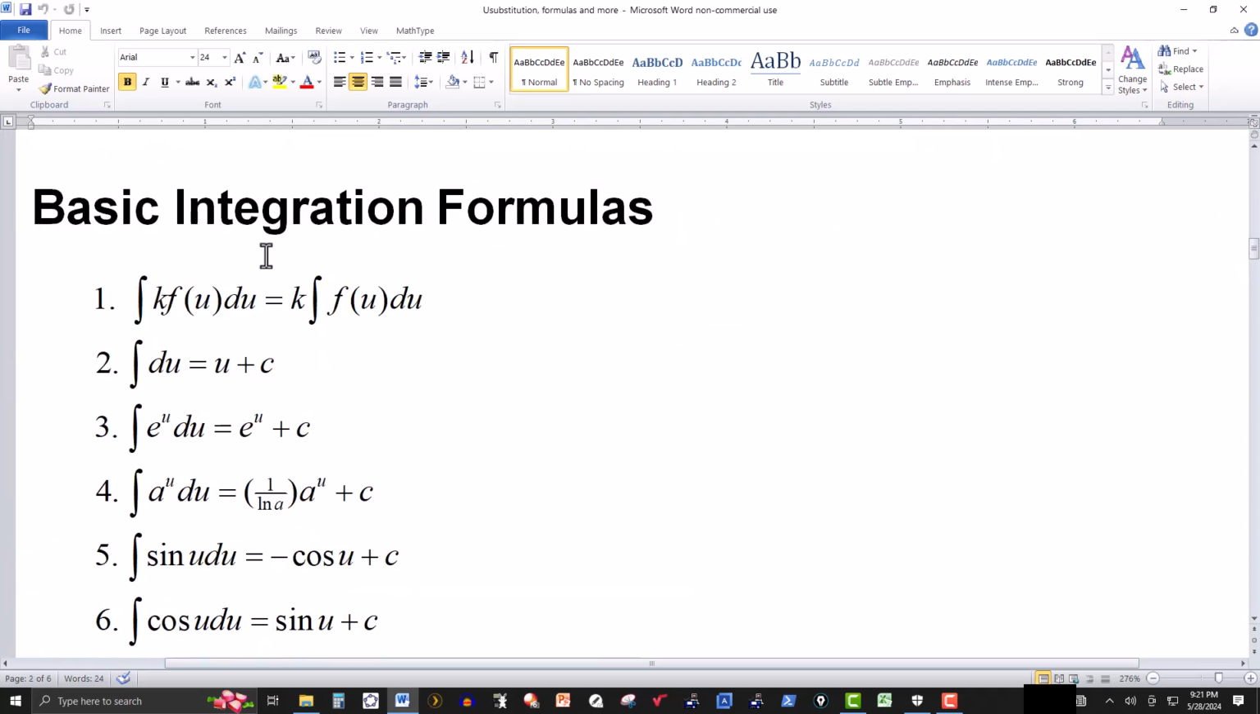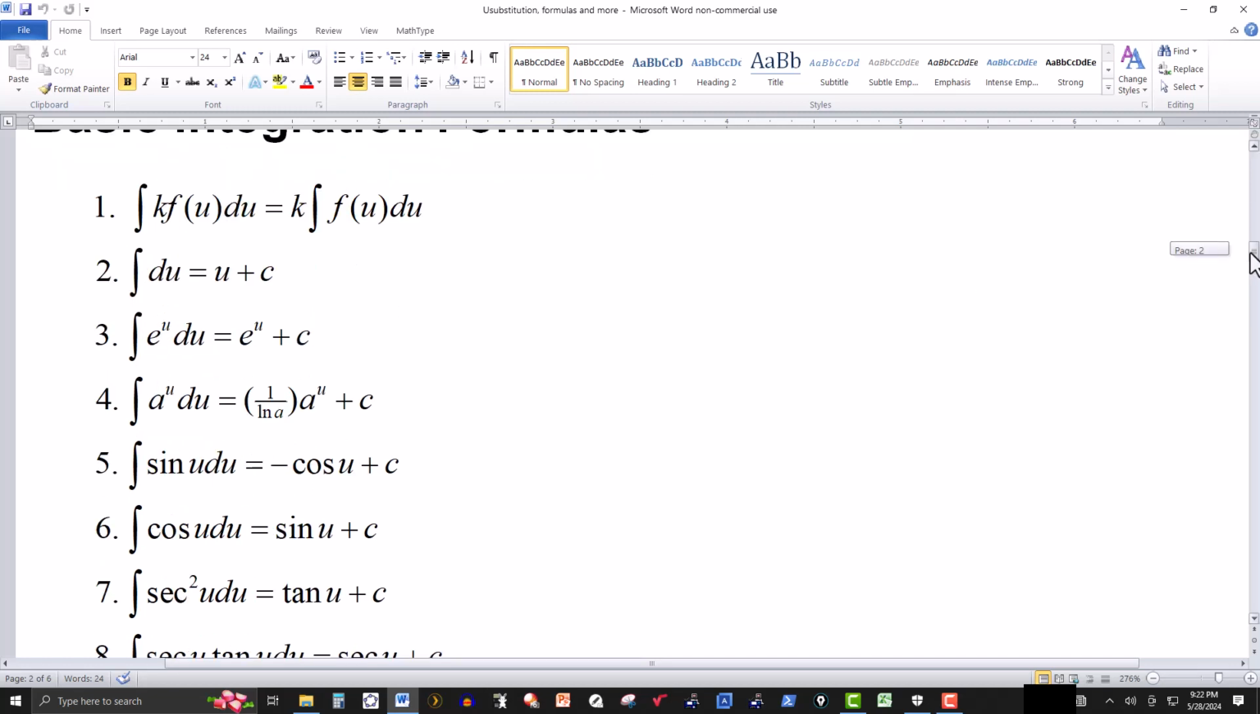Basic integration formulas. The first one simply tells you that if you have the integral of a function f of u, where u could be a function of x and k is a constant, that's equal to k times the integral of f of u with respect to u. In other words, you can bring the constant outside the integral. Now, if it's a variable, you can't do that. So you have formulas 1 and 2.